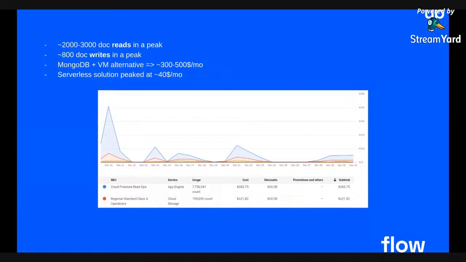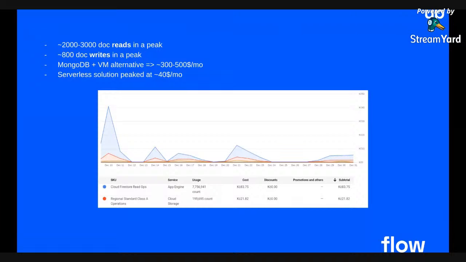It costs us in these peaks, during the peak month, around $40 per month. It was tens of millions, maybe like 60 million reads in Firestore, something like $1.5 million writes in Firestore.